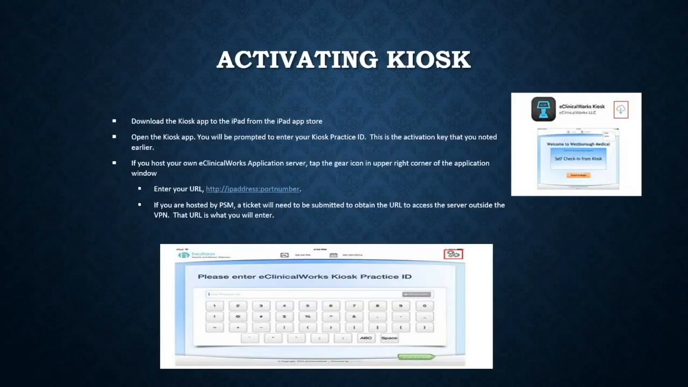But activating kiosks, the first thing you're going to have to do is go to the iPad App Store and download the kiosk app. Once you get that, you're going to have to enter in your kiosk practice ID, and that's that activation key that we talked about earlier when we went to enable it. A few things here. If you host your own application, then there's a gear at the top right up here where you can enter your URL. If you are hosted by PSM, then a ticket will need to be submitted to obtain the URL. So that's just something that might arise.